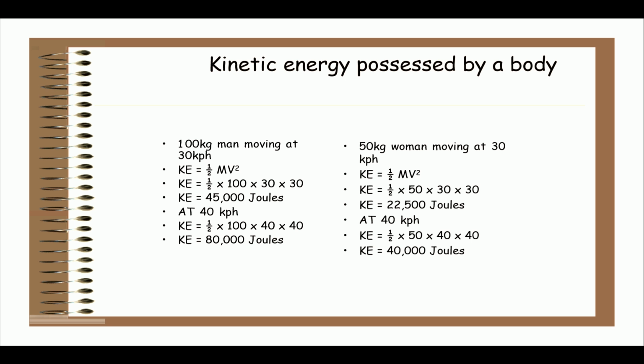So if we want to calculate the kinetic energy, there's a formula. It's half times the mass and then the velocity squared. So in the end, if you work it all out, you will see that for the man, the energy is 45,000 joules, and for the female who weighs half the mass, it's half of that, 22,500. However, if we increase the speed by just 10 kilometers per hour, you will see that that doubles the kinetic energy for the man to 80,000, as well as for the female to 40,000 joules.